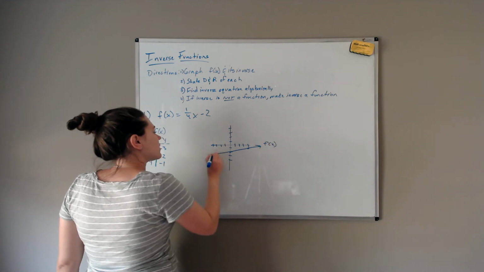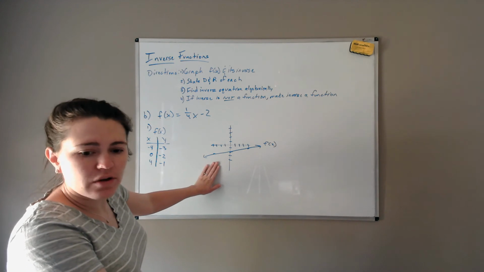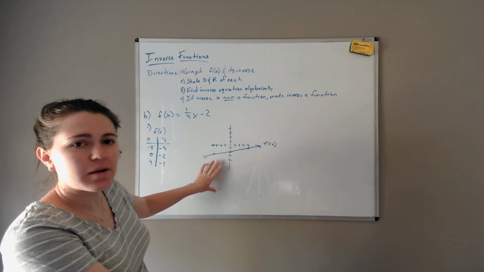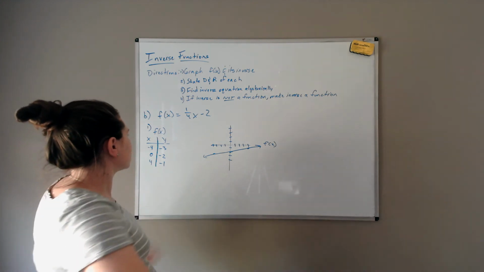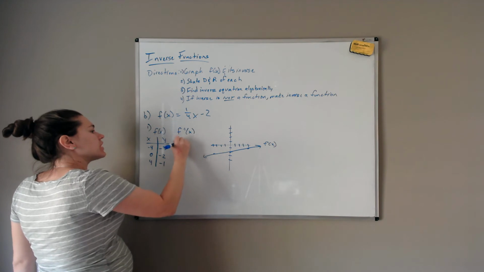Now, if I want to know whether or not the inverse is going to be a function, I take this and I apply the horizontal line test. Would this pass or fail the horizontal line test? This is going to pass the horizontal line test. That means the inverse is a function. So we can use the inverse notation.